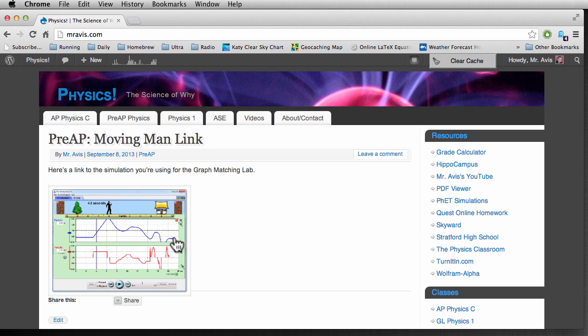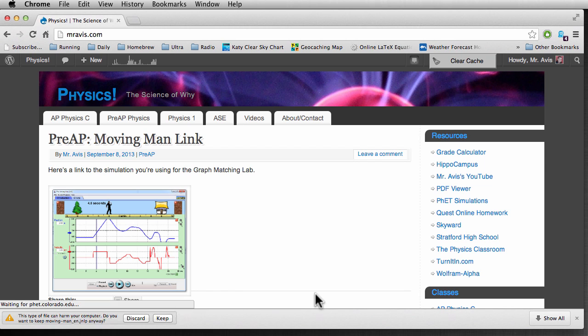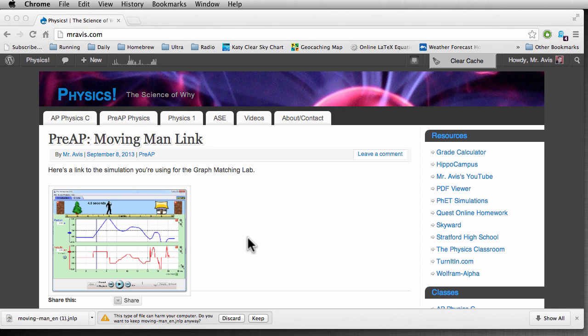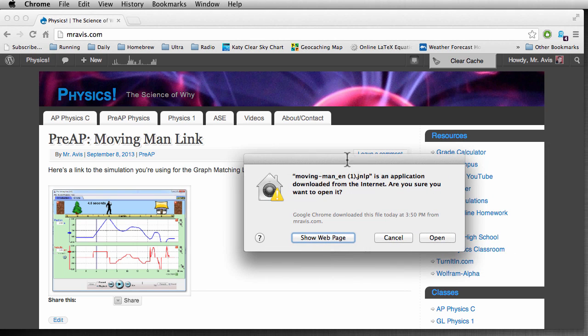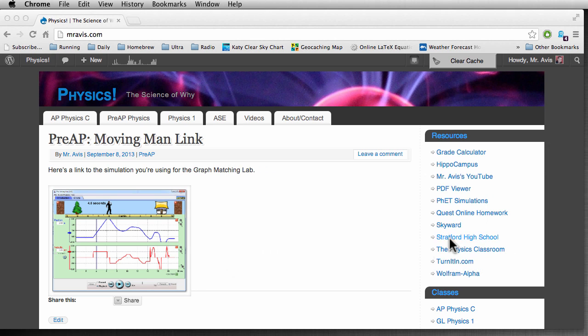If you just click on this, it's going to ask you to download something, which is okay, that's what you want. So keep that, and then we want to launch it. You have to use the netbooks for this. iPads won't work, phones won't work, so it's using Java. And you can see here it's asking me for permission to run it.